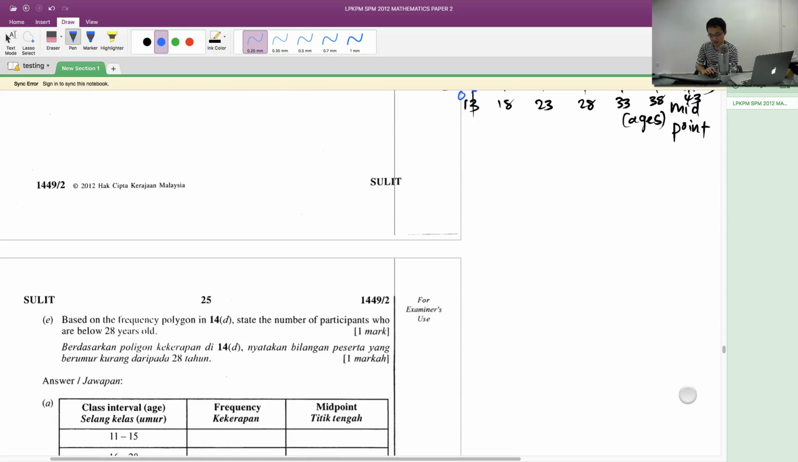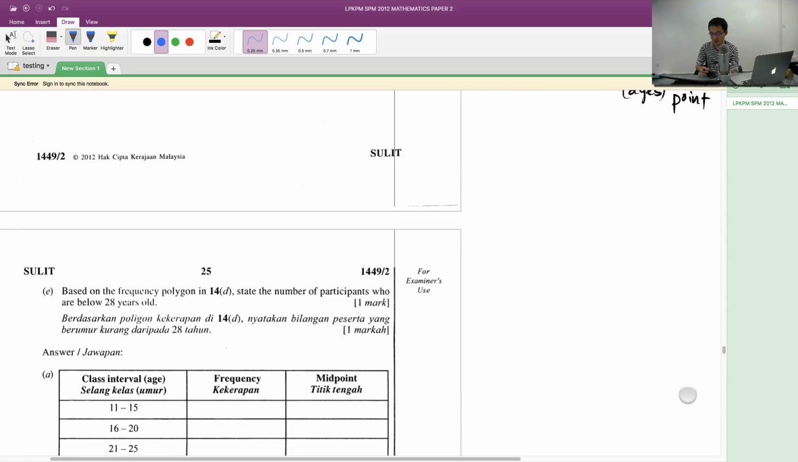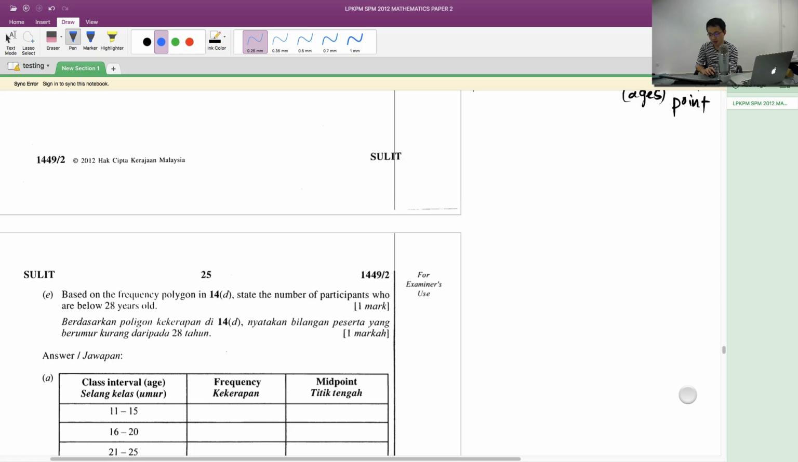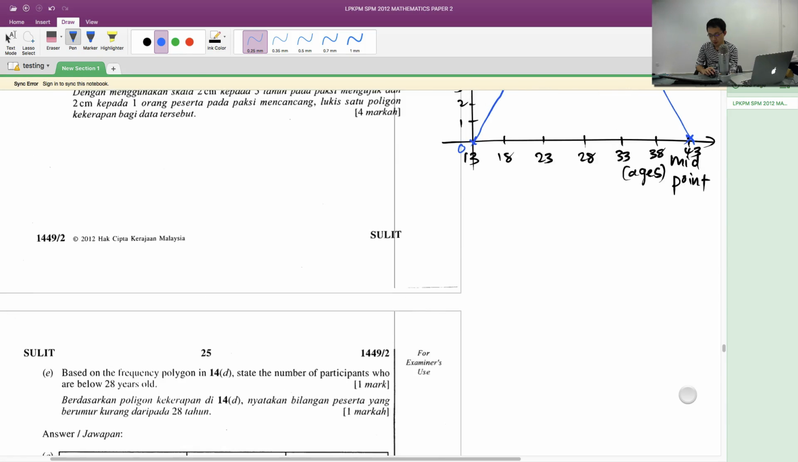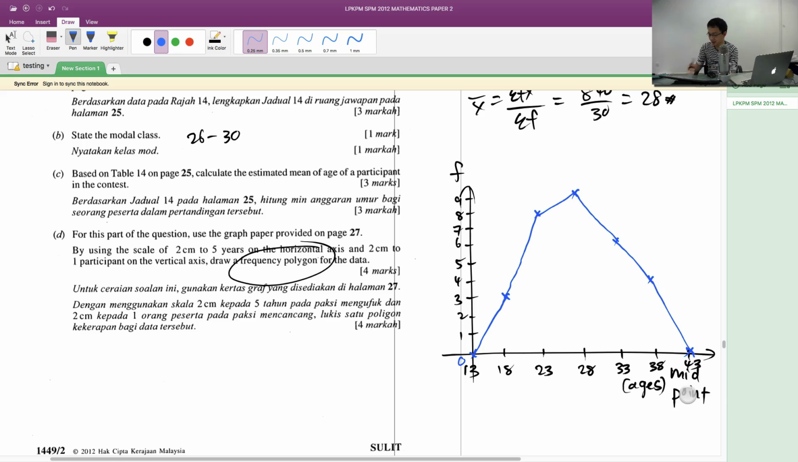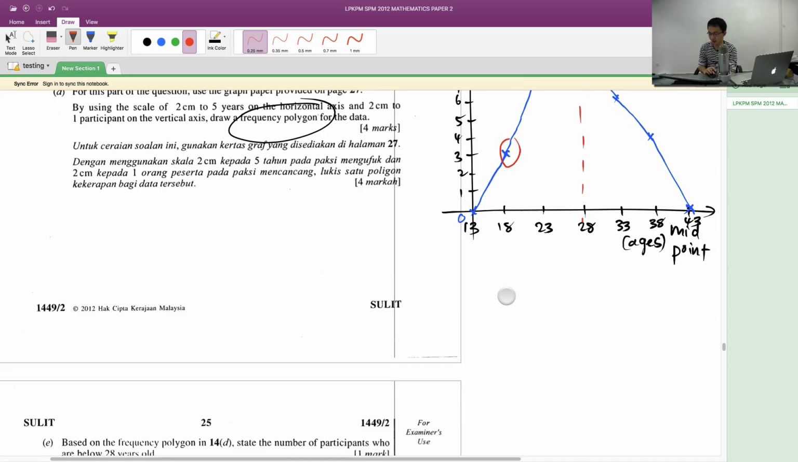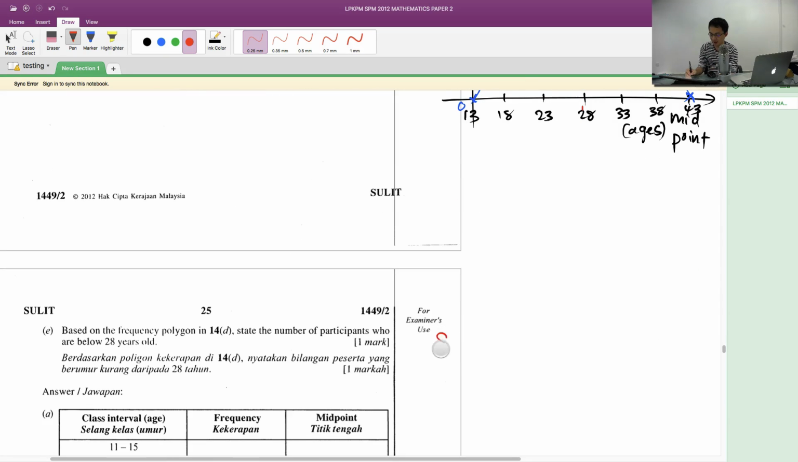And then, yeah, the last part, it asks you to state the number of participants who are below 28. So below 28, this is 23, over here this is 28, isn't it? So below 28 means these two. So that means it will be 8 plus 3. So below 28 is 8 plus 3, which is 11. Okay, very easy.